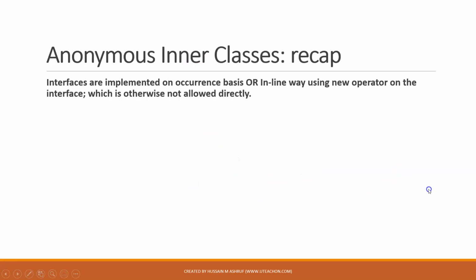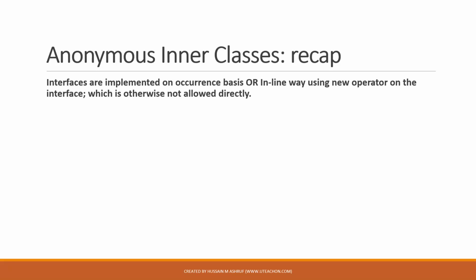Right. Let's move on. Anonymous inner classes recap. Interfaces are implemented on an occurrence basis, or inline, using the new operator on the interface, which is otherwise not allowed directly. Right. So I hope you understand. This is just a recap. Basically, functional interfaces are all based on the anonymous inner class concept. So we'll go ahead.